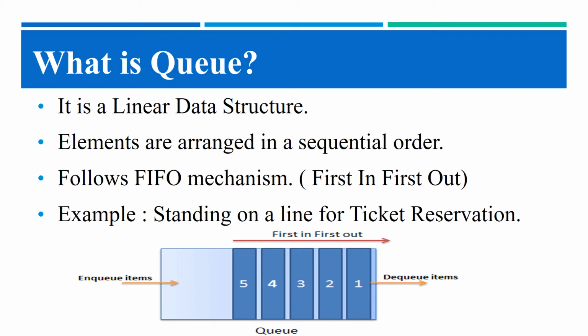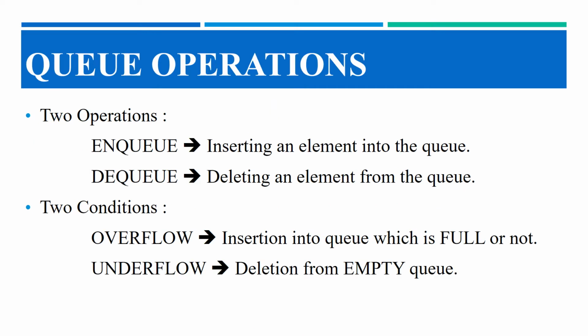The elements are always added to the back and removed from the front. The first element that is added to the queue is the first one to be removed. Queue operations. The operation of adding an element to the rear of the queue is known as enqueue, and the operation of removing an element from the front is known as dequeue.